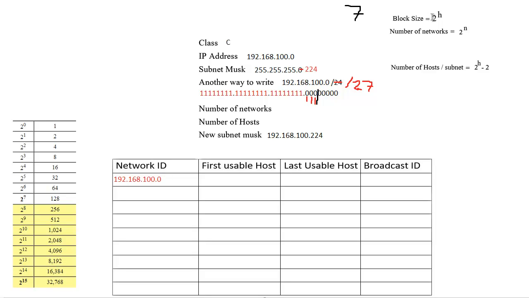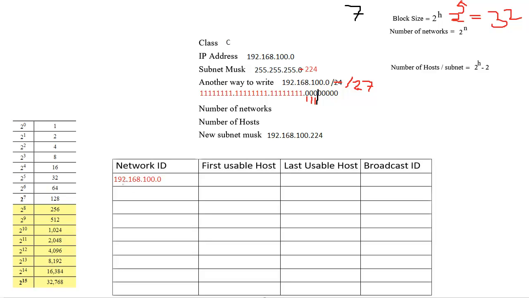Block size is equal to 2 to the power h. Here h is the number of zeros. So we have 1, 2, 3, 4, 5 zeros. So our block size will be 2 to the power 5, which is equal to 32. So our block size is 32. That means our network will increment by 32 every time.